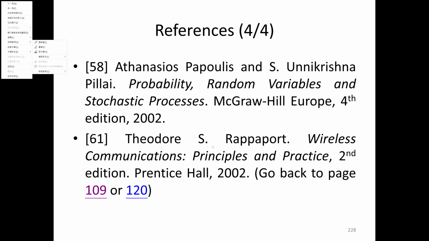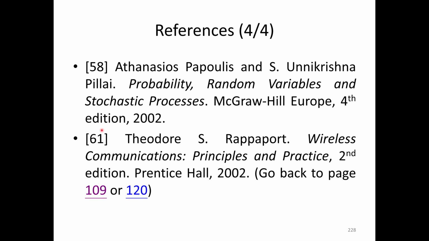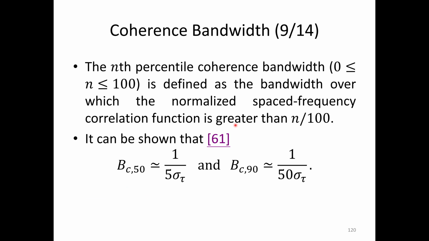We cite reference 61 again, the book written by Rappaport, Wireless Communications, Principles and Practice, 2nd edition. So BC50 is approximately 1 over 5 times sigma tau. Recall that sigma tau is the RMS delay spread.